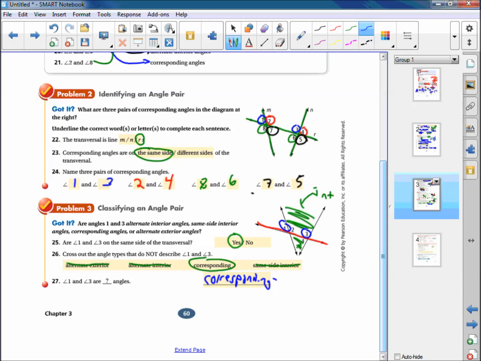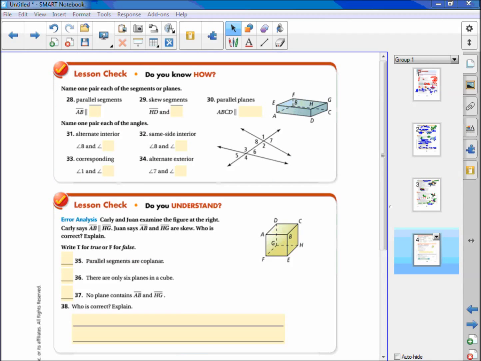All right, let's flip it over and see what's on our last page. On the last page, we have 2 lesson checks. Do you know how and do you understand lesson check? As always, pause the video here, try these yourself, and then unpause it and come back and check your answers.